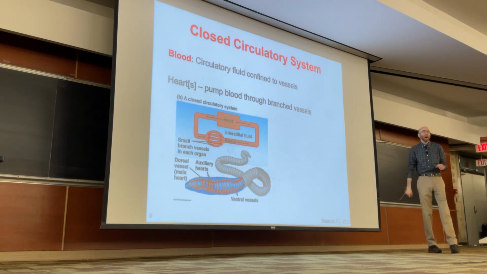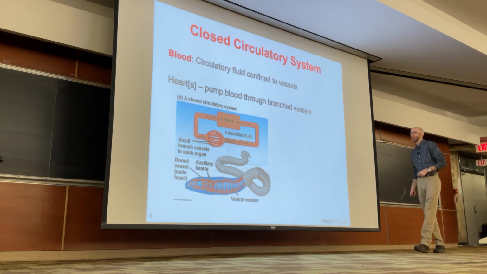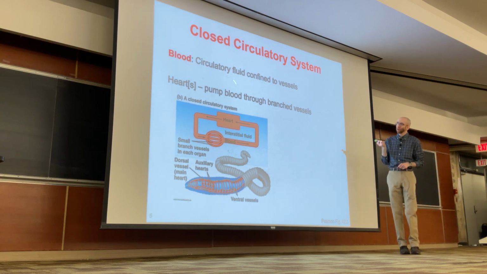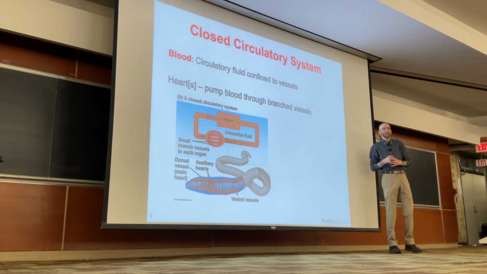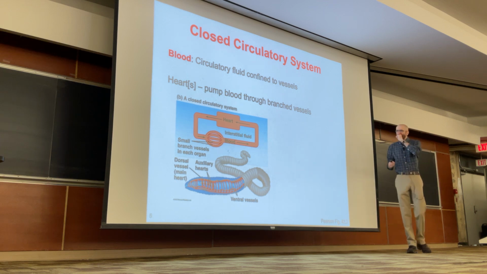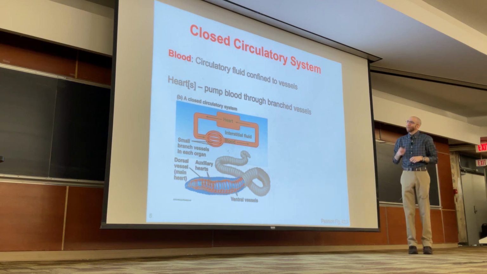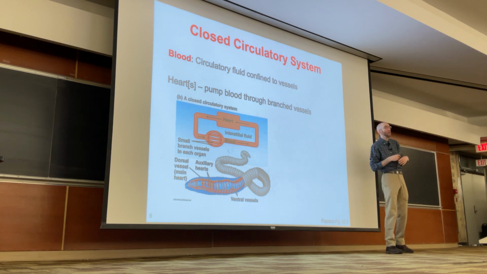So then we have a closed circulatory system. This is your other option. Blood is the circulatory fluid in a closed system, and it is confined to the blood vessels. So obviously, this is what we have. Again, you have a heart, or in some cases multiple hearts, which is the muscular structure that's pumping the blood through the vessels. And those vessels are going to branch as they move through the body.